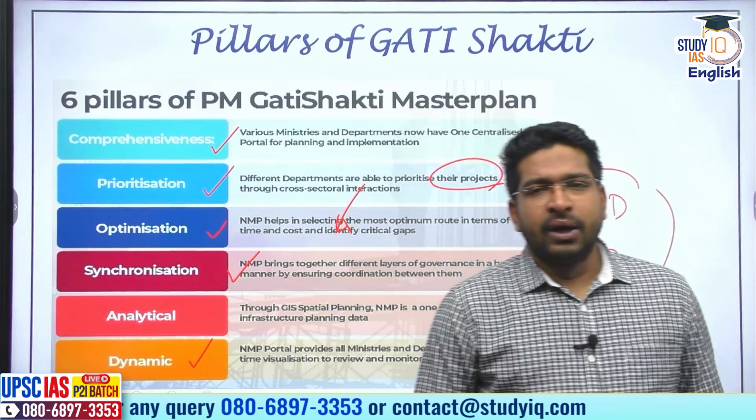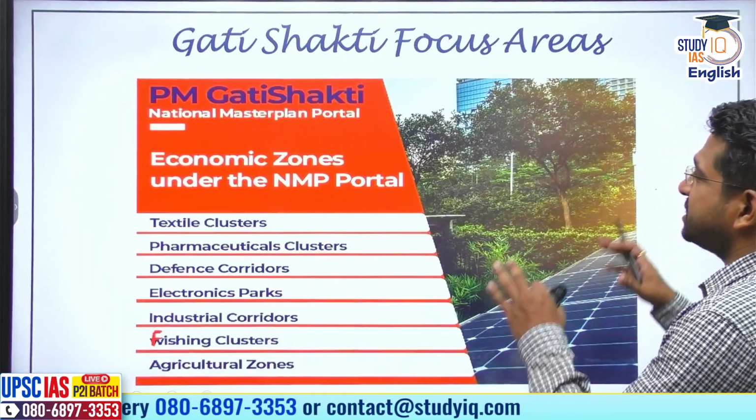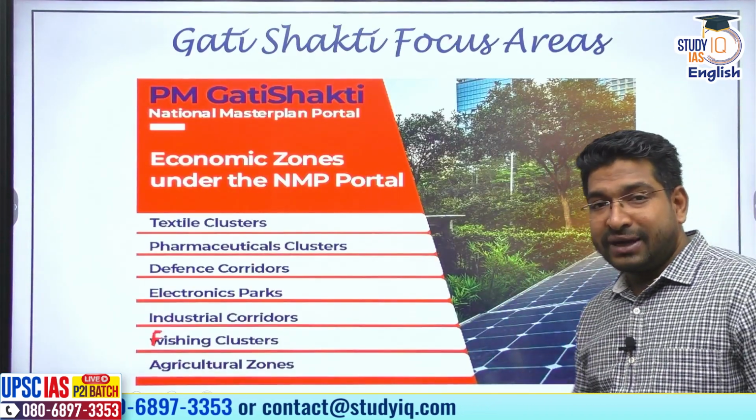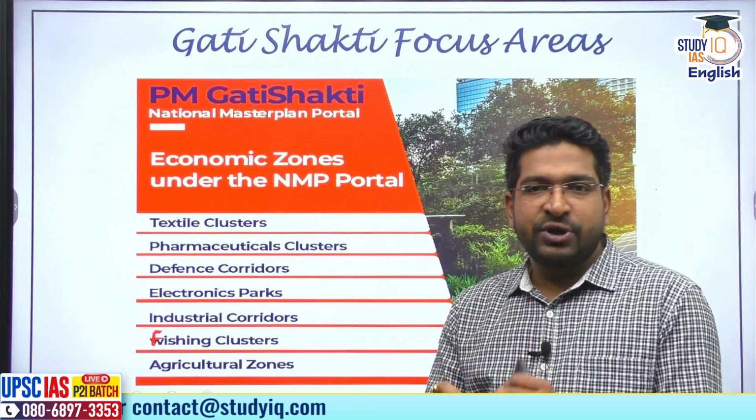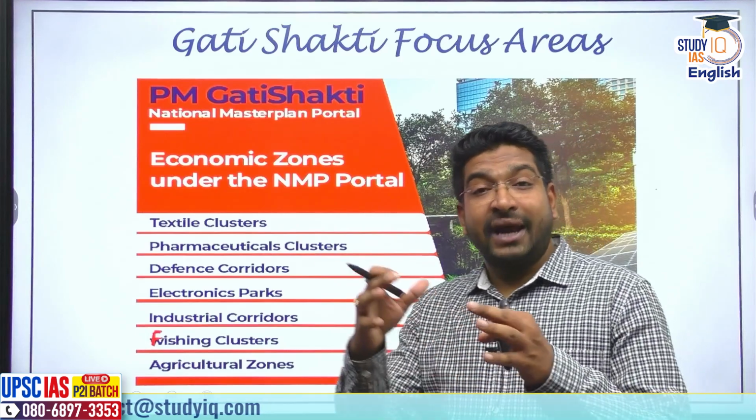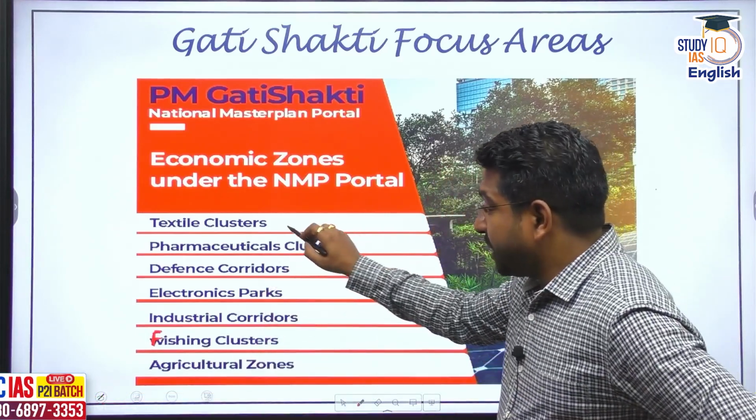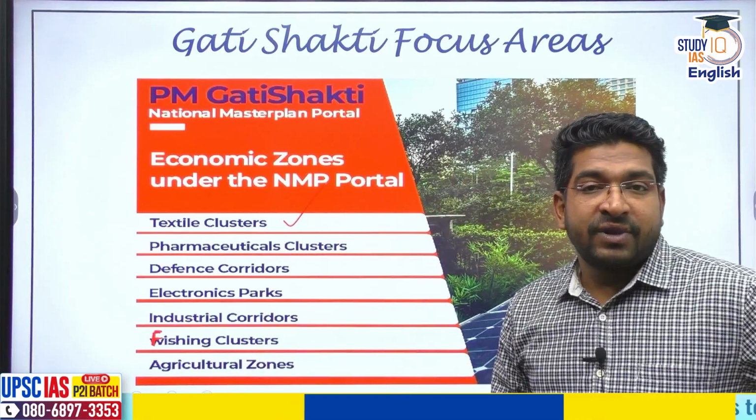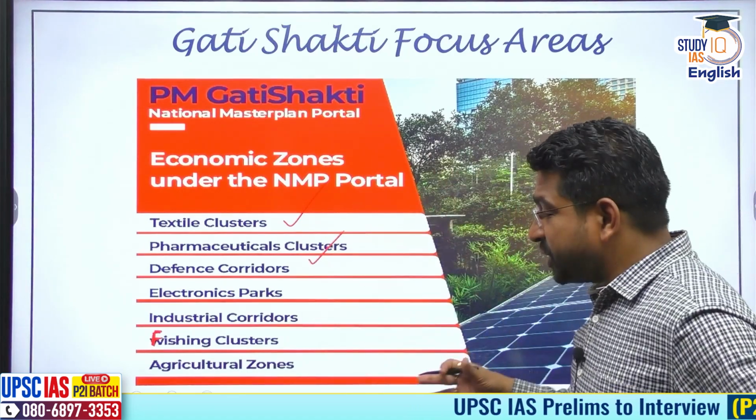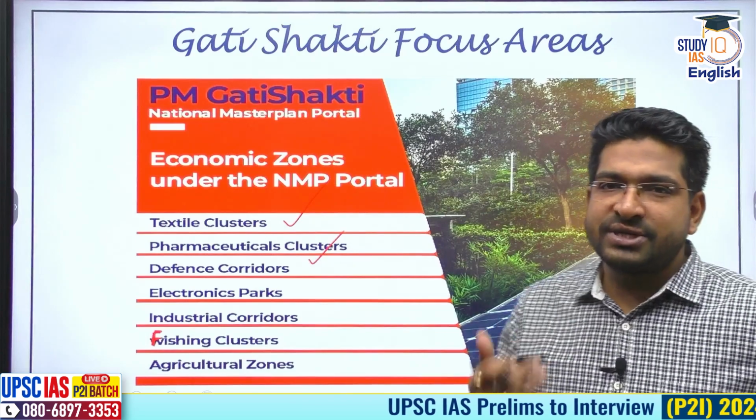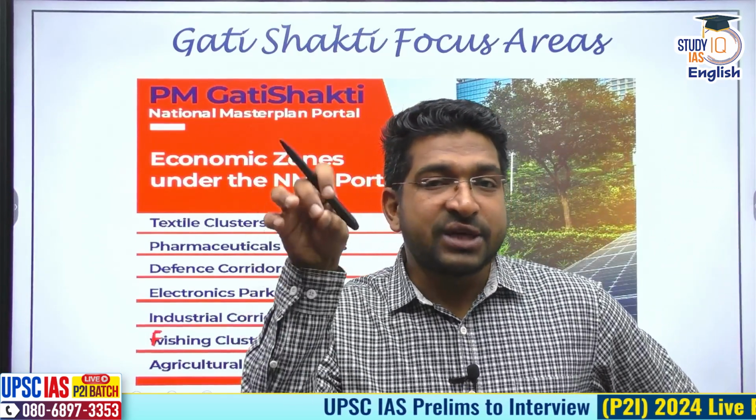All right. Now, apart from that, the PM Gati Shakti plan focuses on creating infrastructure based clusters where different sectors come up. They are planning to create textile clusters, pharmaceutical clusters, defense corridors, electronic parks, industrial parks, fishing clusters, agriculture zones, etc. There is a focus on creating such clusters.